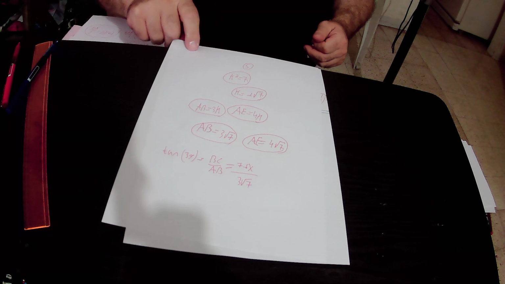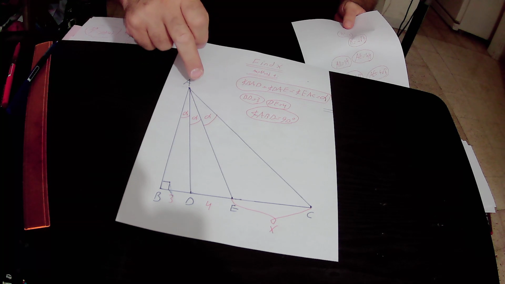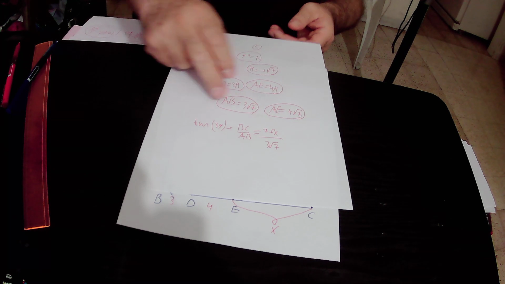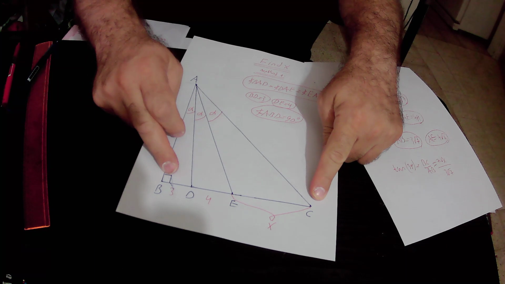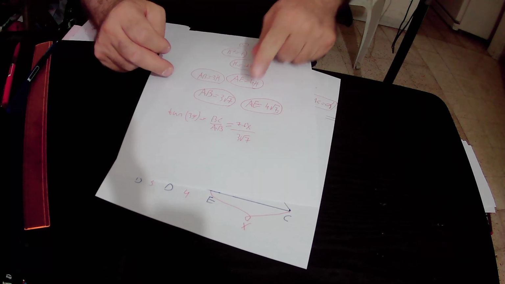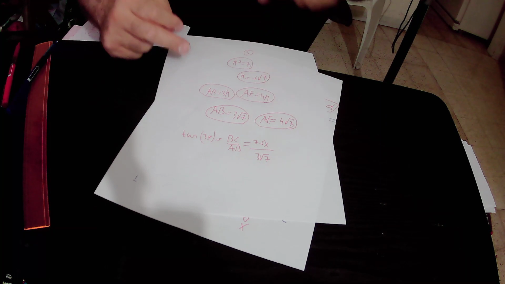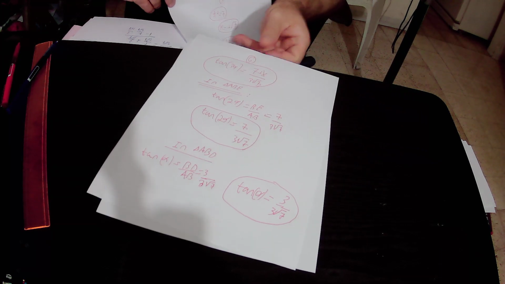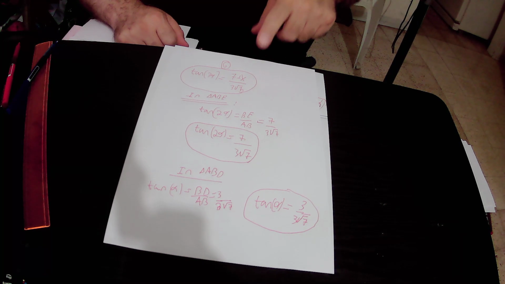Okay, so in the right triangle, triangle ABC, the big right triangle, we know that tangent 3 alpha equals BC over AB. But what is the value of BC? BC equals 3 plus 4, that is 7, plus x. So BC equals 7 plus x, and AB, we have already found out, equals 3 times root 7. So in total we got that tangent 3 alpha equals 7 plus x over 3 times root 7.